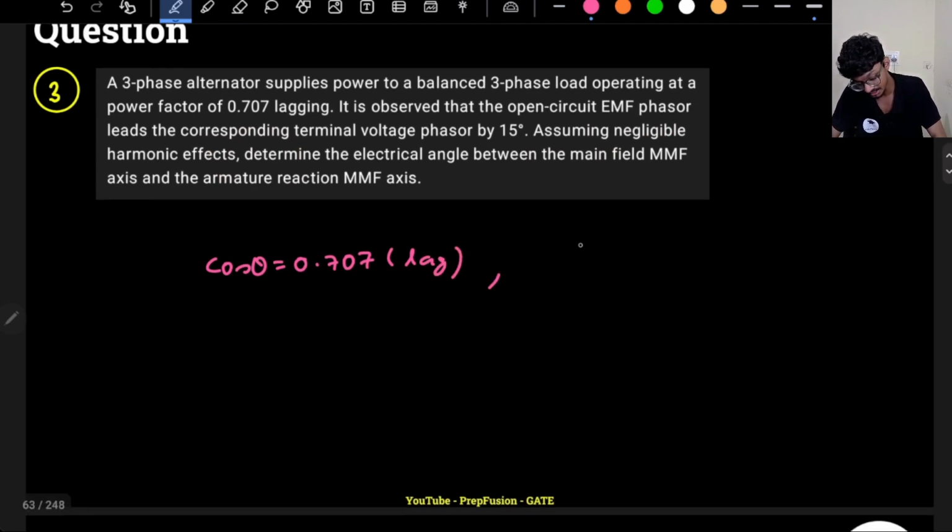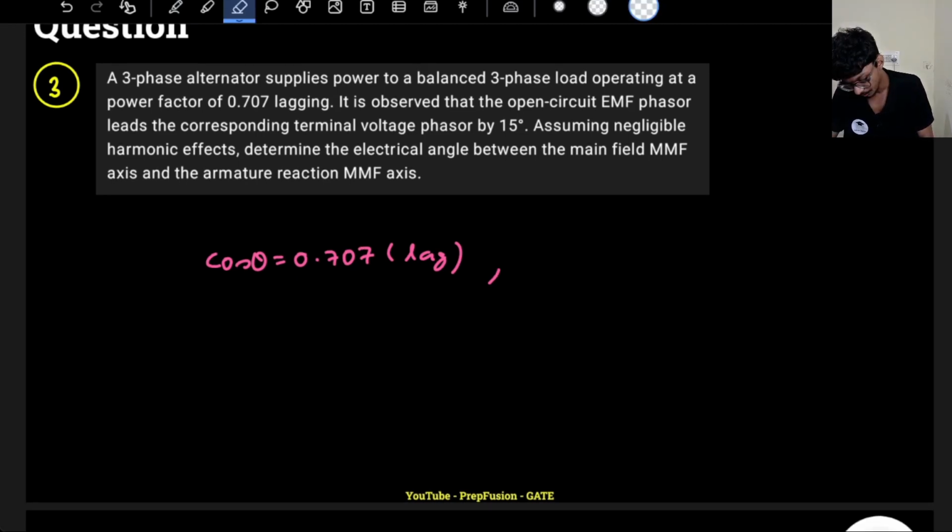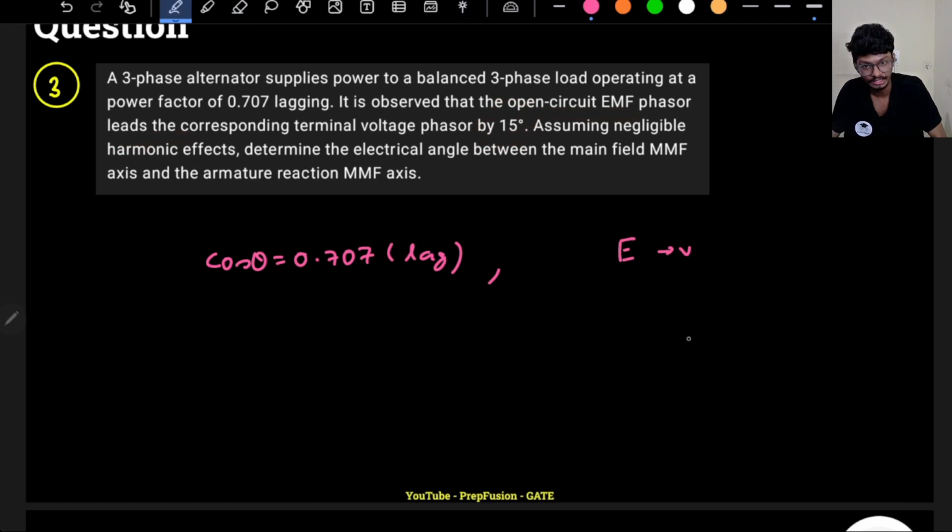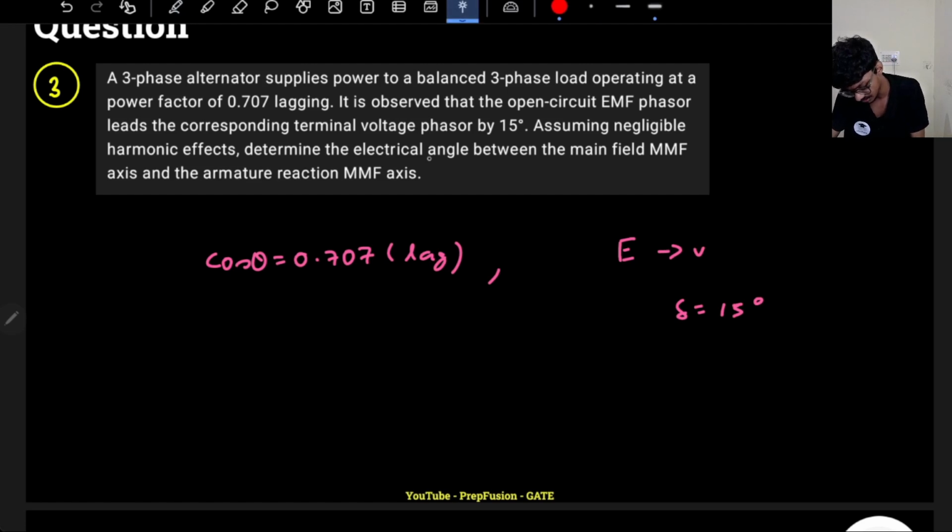It is observed that the open circuit EMF phasor leads the corresponding terminal voltage by 15 degrees. It basically means that the induced EMF leads the voltage phasor by 15 degrees. So they have just given me the value of delta. Delta is 15 degrees, and I know normally the induced EMF leads the voltage, so delta is positive, which is 15 degrees. Assuming negligible harmonic effects, determine the electrical angle between the main field MMF axis and the armature reaction MMF axis. Okay, how do I solve it?